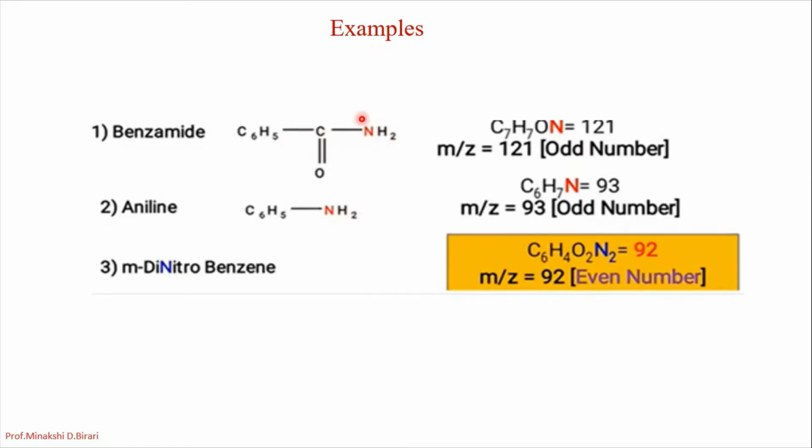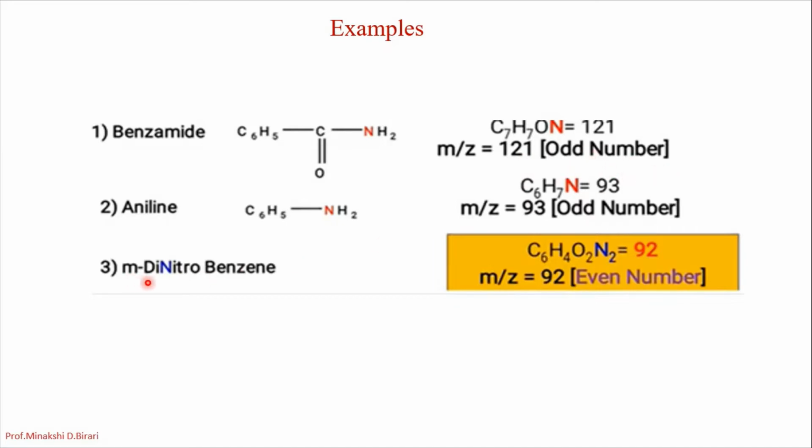Here there is one nitrogen, that is an odd number of nitrogen, and the molecular ion peak is observed at m by z 93 and also at 121. Both values are odd numbers.